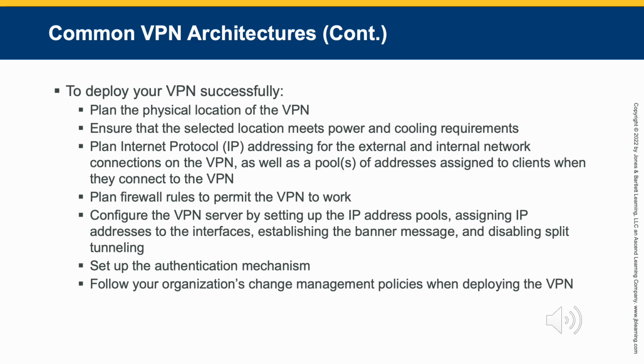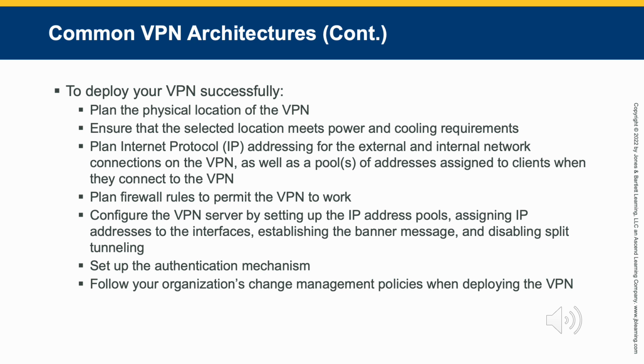To deploy your firewall successfully, consider these points. Plan the physical location of the firewall. Ensure the selected location meets power and cooling requirements. Plan the IP addressing of the external and internal network connections on the VPN, as well as pools of addresses assigned to clients when they connect to the VPN. Plan firewall rules to permit the VPN to work.